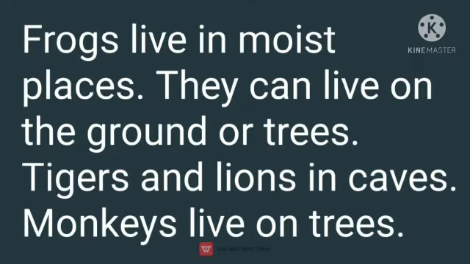Frogs live in moist places. They can live on the ground or they can also live on trees. Tigers and lions live in caves. Monkeys live on trees.